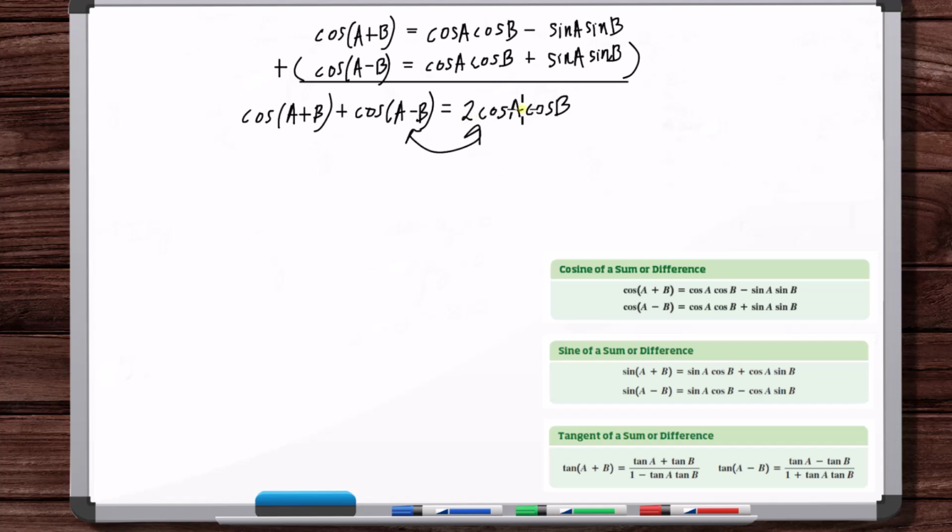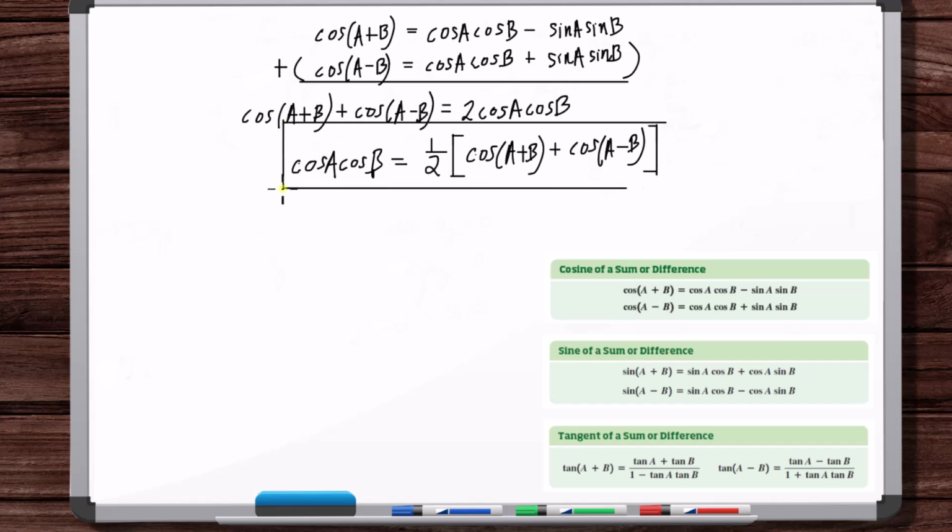Now let's flip this. Let's put the 2 cosine A cosine B on the left side and then divide both sides by 2. If we do that, we've got cosine A cosine B is equal to 1/2 times cosine of A plus B plus cosine of A minus B. And there you go. There is the product to sum identity that involves the product of two cosines. Cosine of one angle times cosine of another angle, you can break that up to where it's just strictly a sum, no products.